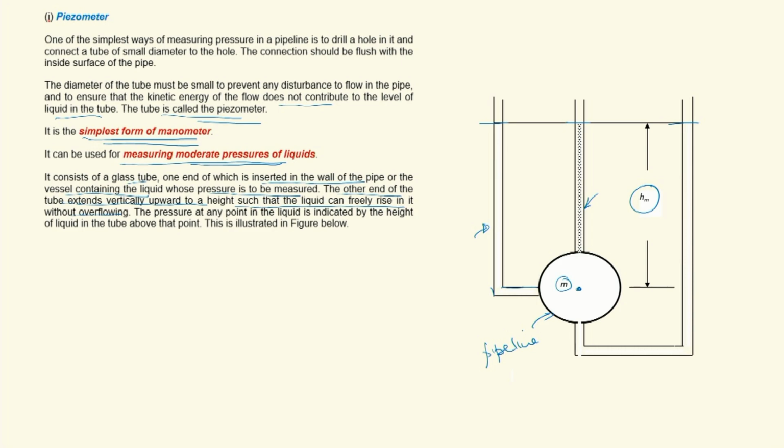So the height of the piezometer should be designed or kept in such a fashion that the water should freely rise in it so that you can measure the pressure, and also you have to see that it is not overflowing. The pressure at any point in the liquid is indicated by the height of the liquid in the tube above the point. So it is nothing but what is the pressure? You are measuring the pressure in terms of pressure head in equivalent column of the liquid which is flowing in the pipeline. So this is illustrated in this figure which I had already explained.